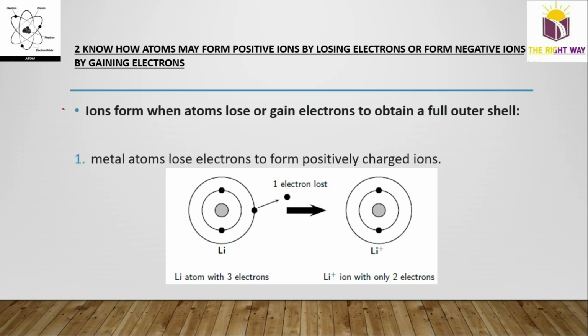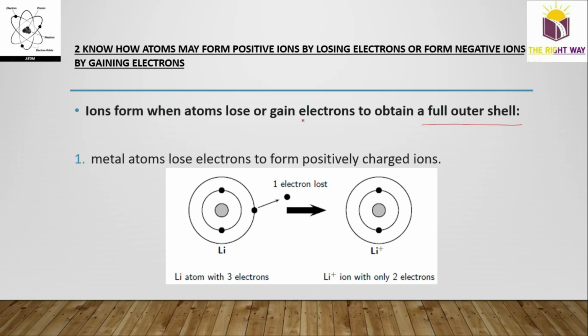Okay, number 2 topic, the second topic of this chapter. Know how an atom may form a positive ion by losing electrons or form a negative ion by gaining electrons. How are ions formed? We have discussed it in chemistry as well. Ions form when atoms lose or gain electrons to obtain a full outer shell. Full outer shell means the electronic configuration of the nearest noble gas.